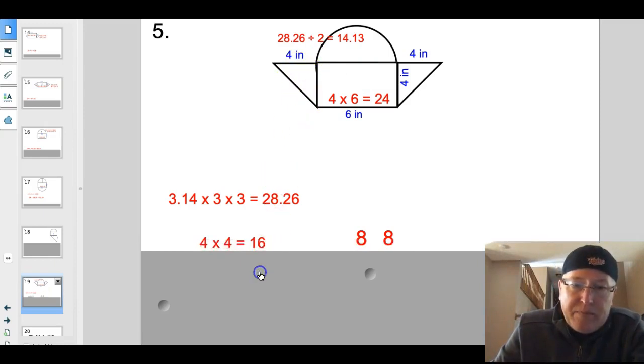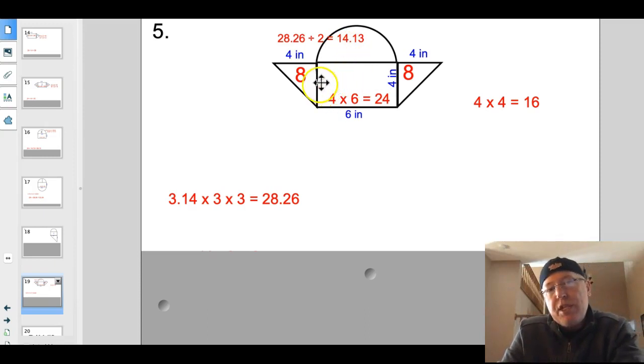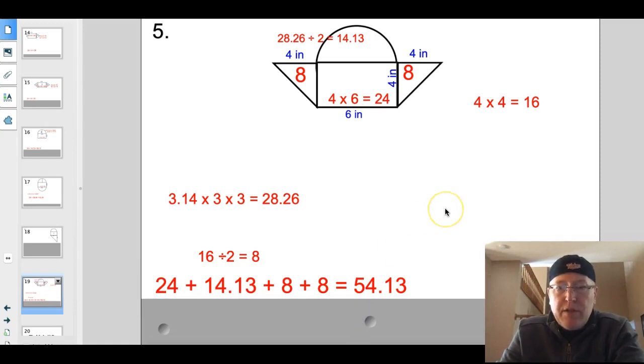Well, let's think about that. If you were to find the area of the whole thing here, it would be 4 times 4, 4 this way, 4 this way. I can slide that number over so that makes it a little bit easier for you. This would be 4 times 4, which is 16. And then you divide that in 2. That would give you 8. Same thing on this side. Base is 4, the height is 4. 4 times 4 is 16. You divide that by 2, and you've got 8. So all you have to do is add all these up: 14.13, 2 eights, and then 24. And I think I did that for you. Here we go. You should have 54.13.